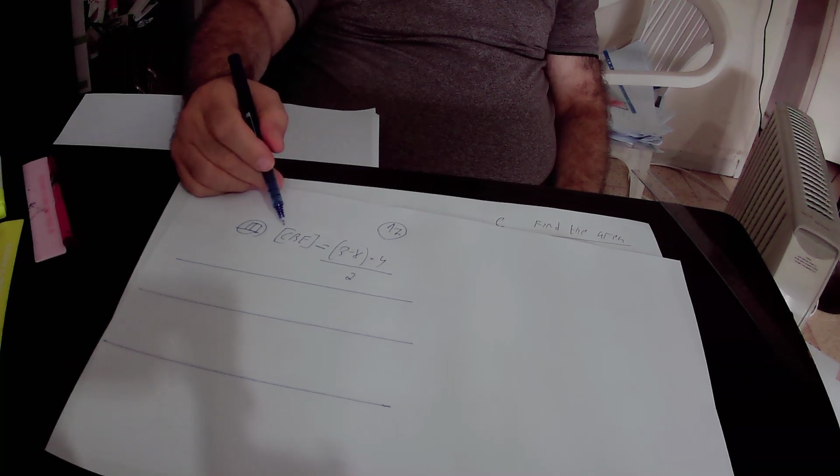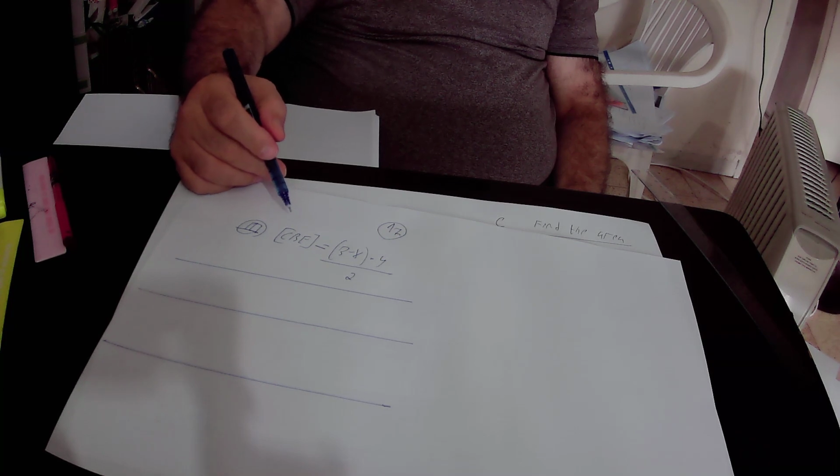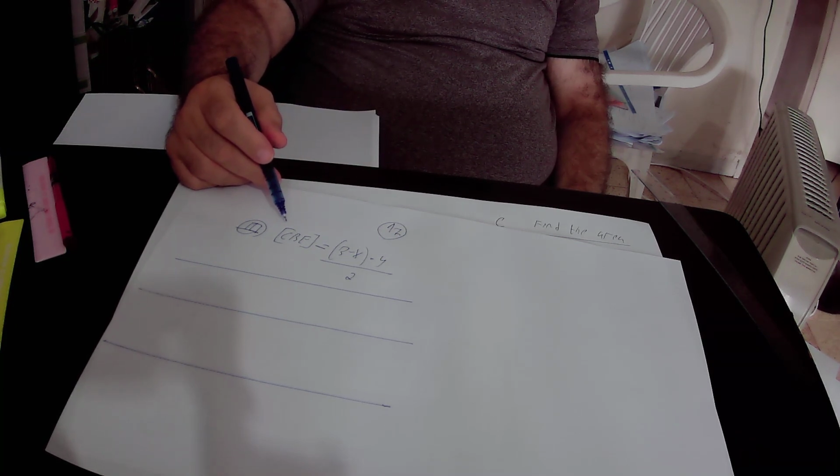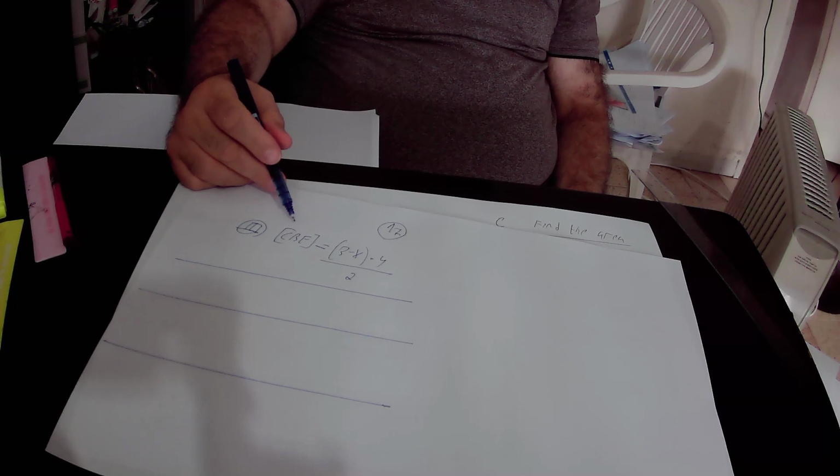Actually, this is the sign for the area. It means the area of triangle CBE. The squared brackets are the sign of area.